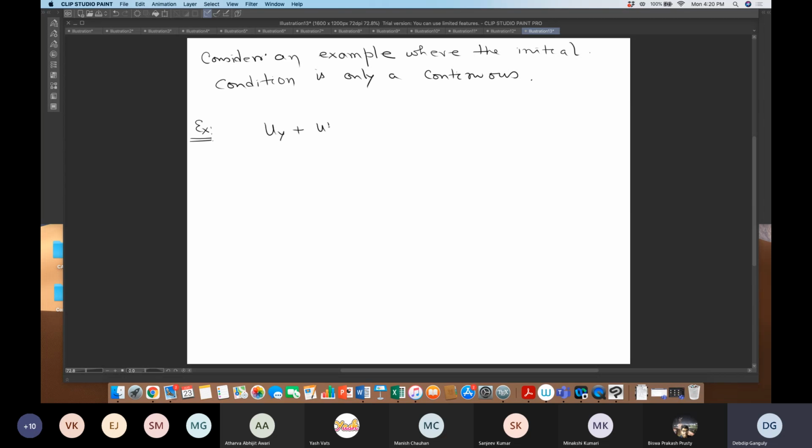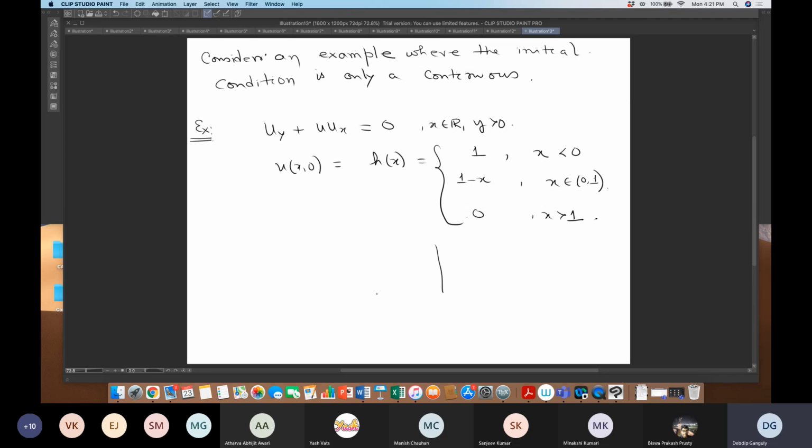u_y plus u_x equal to 0, x belongs to R, y positive, u(x, 0) is equal to h(x). And what is h(x)? 1 if x is negative, 1 minus x if x is between 0 and 1, and 0 if x is greater than 1. How does the graph of h look like? Earlier it was something else, like that, right?